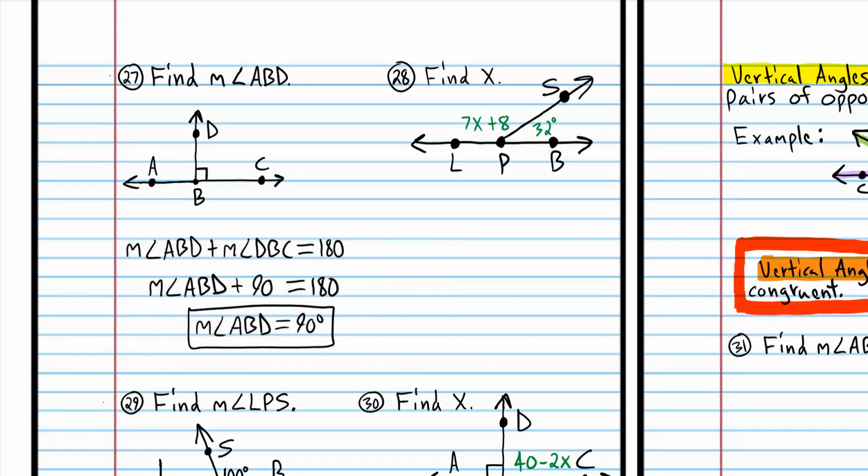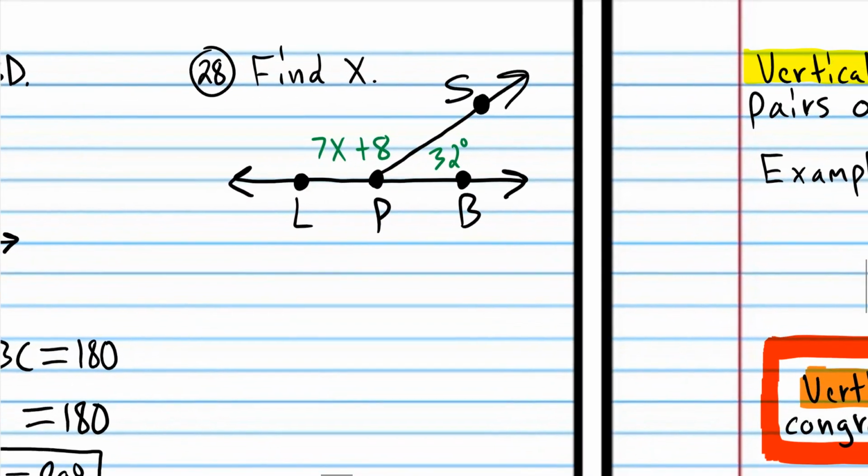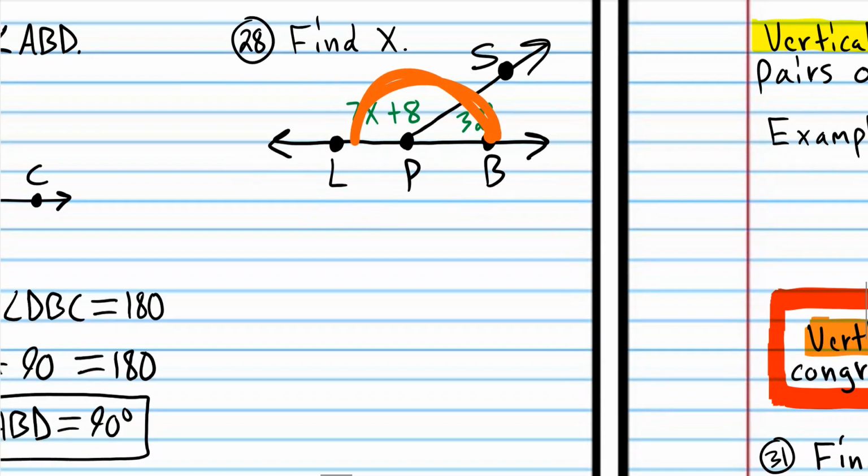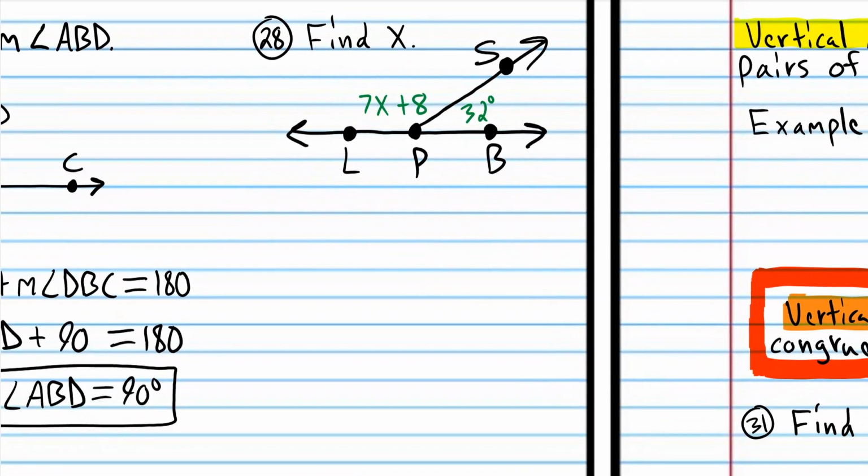Okay, let's do number 28. Find X. Again, we have an angle here and an angle here, and they form a linear pair because the non-common sides are opposite rays. This side and this side, they're opposite rays. And really all that means is that they form a line. So that's a 180 degree arc. So the linear pair postulate tells us that if those angles form a linear pair, then that means they're supplementary. And if they're supplementary, by definition, that means that their angle measures add up to 180 degrees.